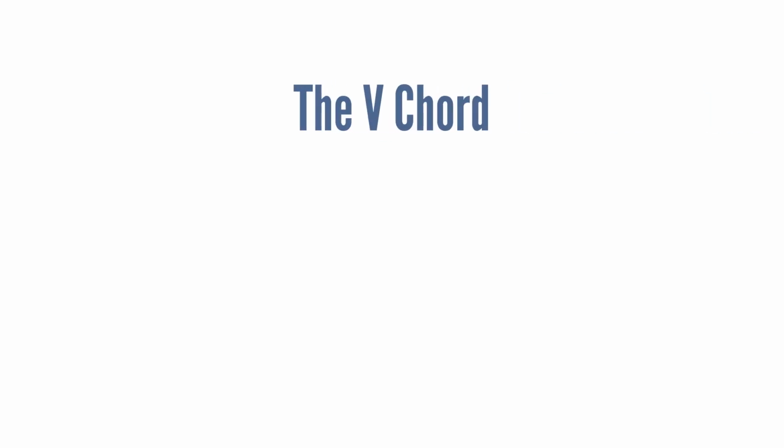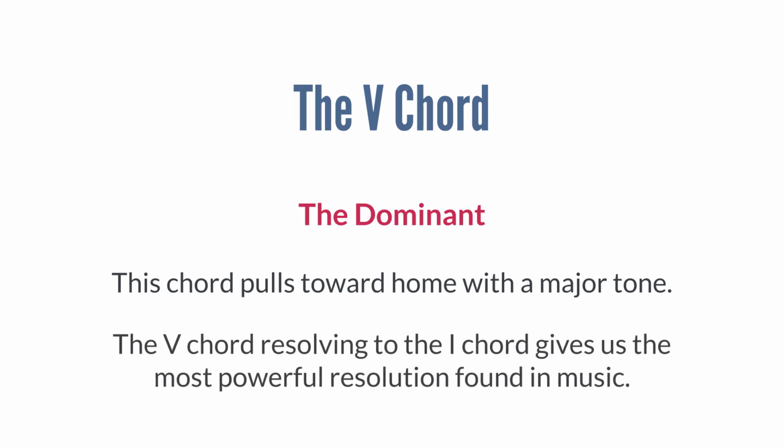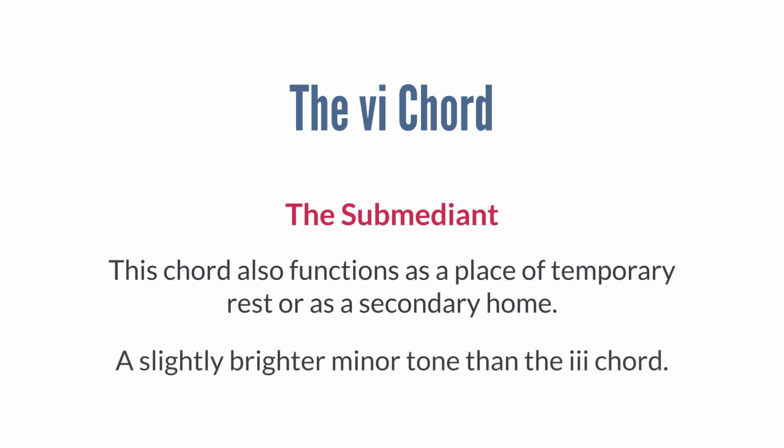The 5 chord is the dominant chord. This chord pulls toward home with a major tone. The 5 chord resolving to the 1 chord gives us the most powerful resolution found in music. The 6 chord is the submediant. This chord also functions as a place of temporary rest or as a secondary home, but with a slightly brighter minor tone than the 3 chord.